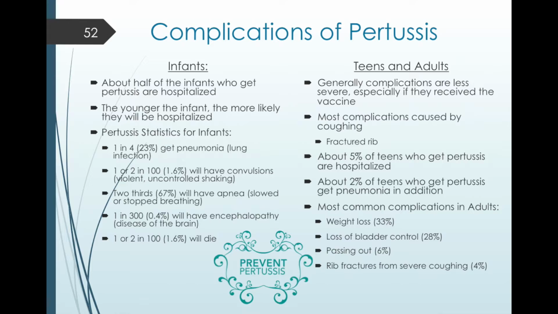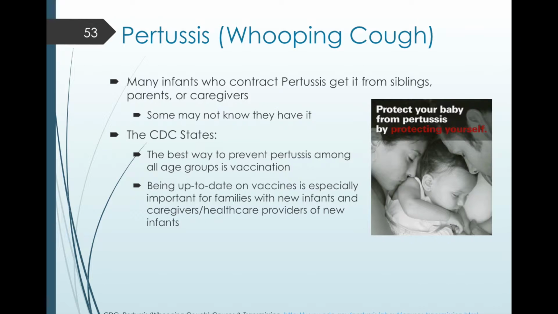For teens and adults, generally the complications overall are less severe, especially if they've received the vaccine. But the most common complications are as a result of their continuous coughing, such as a fractured rib. About 5% of teens are hospitalized after contracting pertussis. About 2% of teens who get pertussis get pneumonia in addition, so that's very different than young infants and children. Most common complications in adults include weight loss, loss of bladder control, passing out, or rib fractures from severe coughing. Many of the infants who do contract pertussis get it from their siblings, their parents, or caregivers. The CDC says that the best way to prevent pertussis in all age groups is getting the vaccine. Make sure that you are staying up to date on vaccines and that you have gotten a booster if necessary.